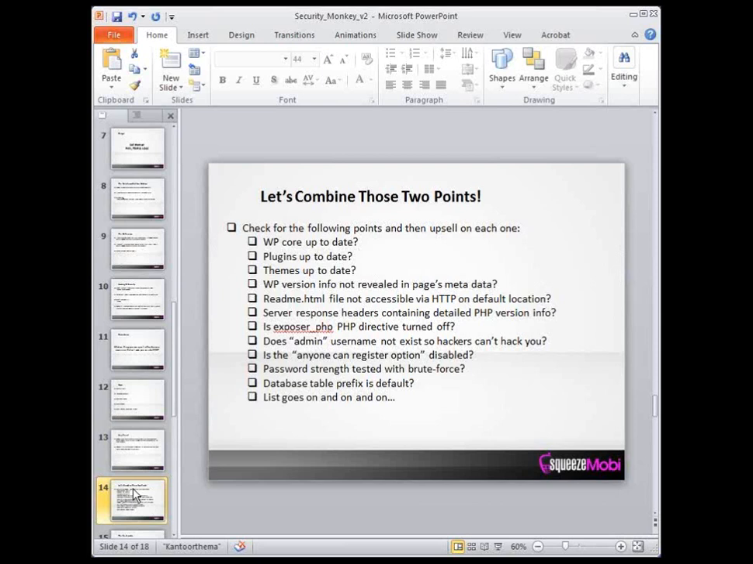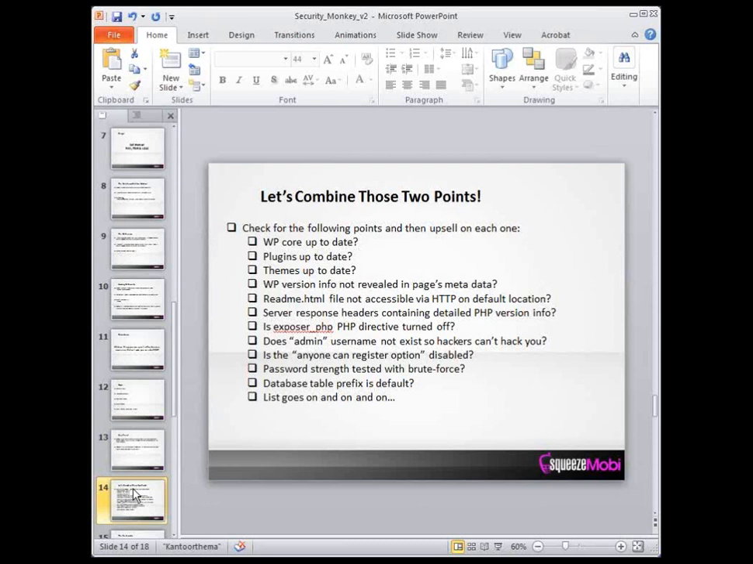What about expose_php? Is that PHP directive turned off? Admin username. Because if you have an admin username, it's easier for hackers to hack you. What about the anyone can register option? Password strength. Has it been tested with brute force?